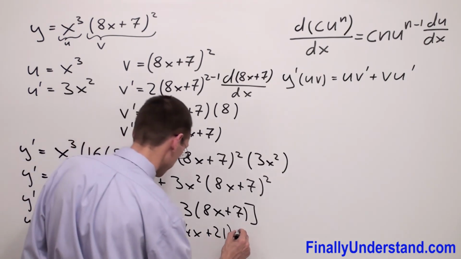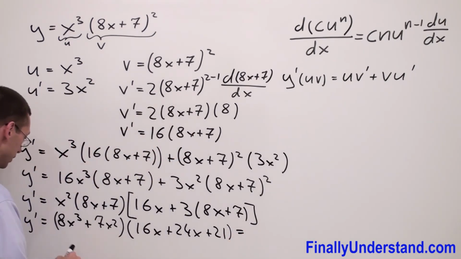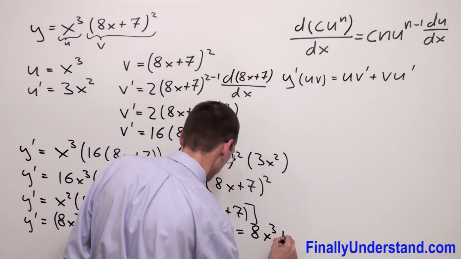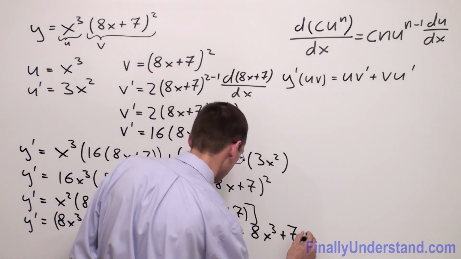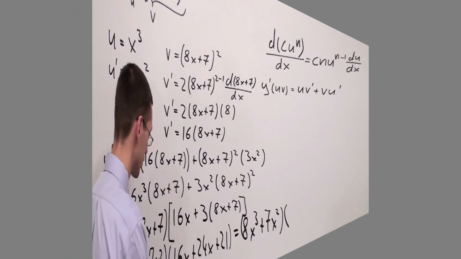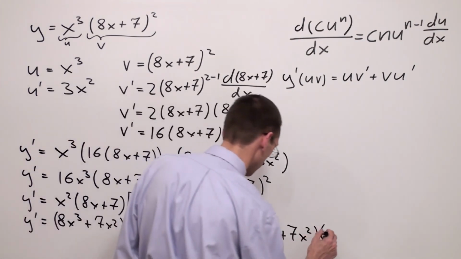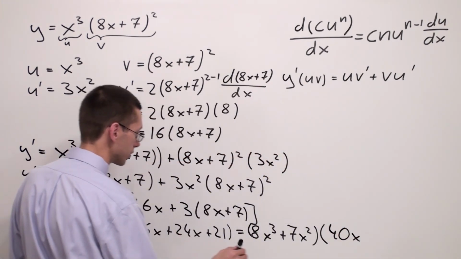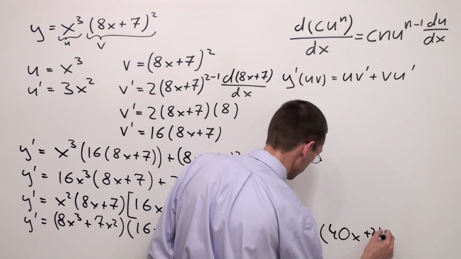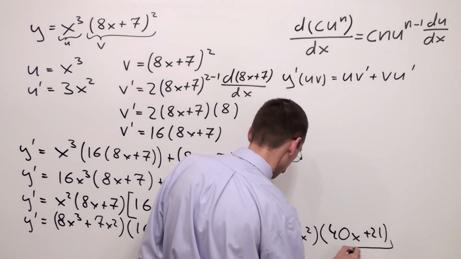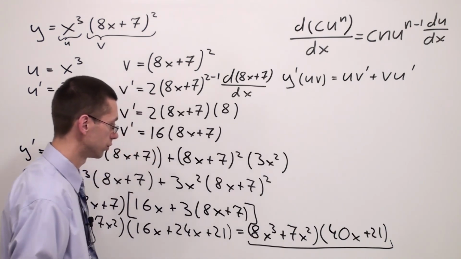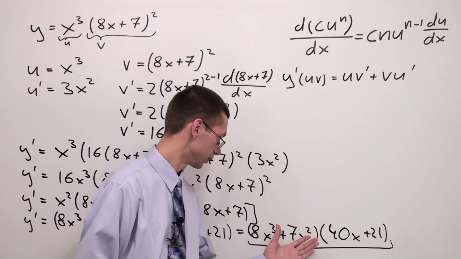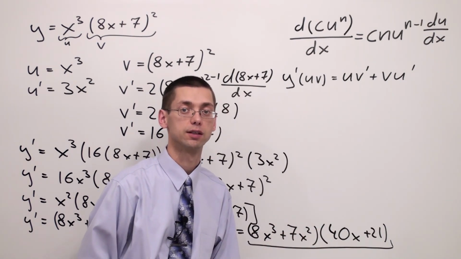So this is equal, I'm going to copy this down. I have 8x cubed plus 7x squared, times 16x plus 24x is equal to 40x, plus 21. Okay, I can leave my answer like this, but if you want to perform the further multiplication, it is okay too, but this answer is good enough. So I can say that the problem is solved.